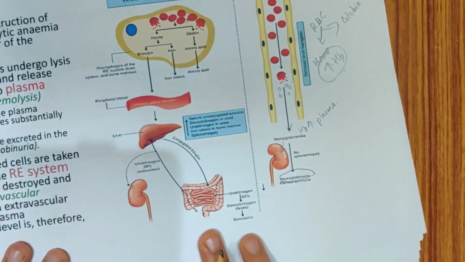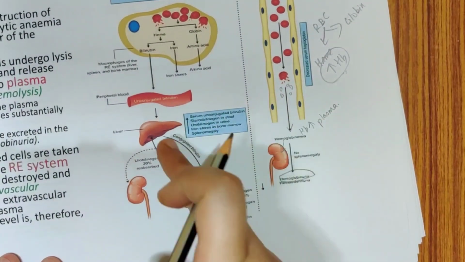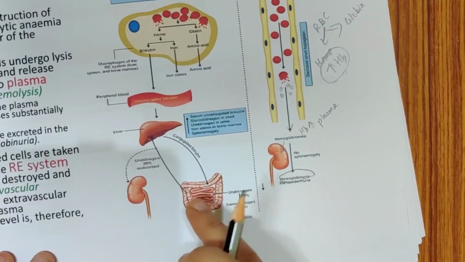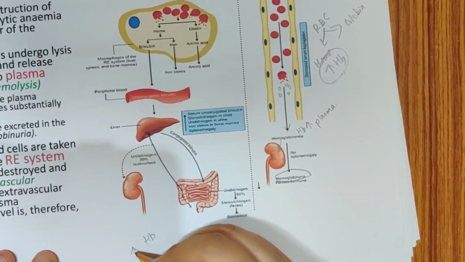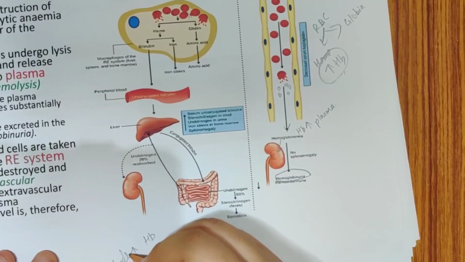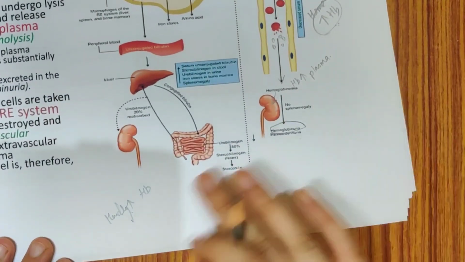But in extravascular, what happens? It has to go into the spleen, liver, kidney. It has to go into the intestine. In these cases, hardly will your hemoglobin rise. Hardly hemoglobin will rise.